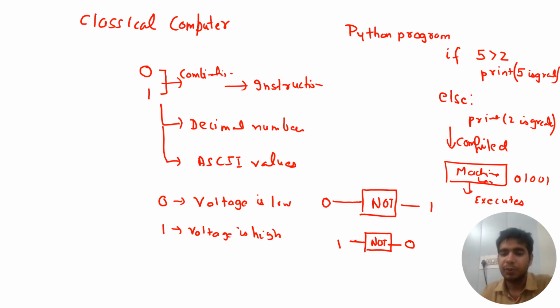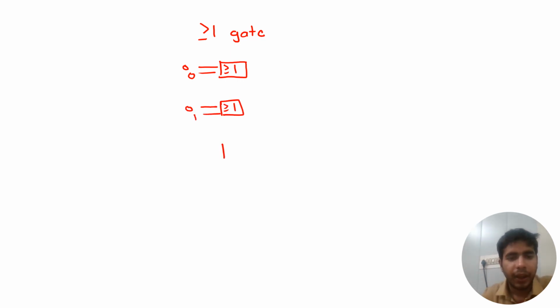We can see a gate which will help me to do the comparison operation. Let me name that gate as 1. Suppose we have a greater than or equals to 1 gate. That's how I name it. I'm giving this gate first 0 and 0, then 0 and 1, then 1 and 0, and then 1 and 1.